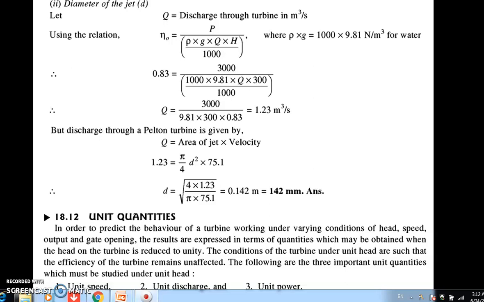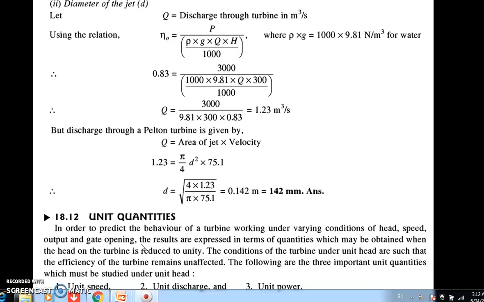Now, similar to specific speed, there are some other quantities which are known as unit quantities, which are used for predicting the behavior of a turbine working under varying conditions of head, speed and gate openings. The main difference between specific speed and unit quantities is that specific speed is applied for different types of turbine, Pelton turbine, Francis turbine, Kaplan turbine. But unit quantities are applied for a particular single turbine only.